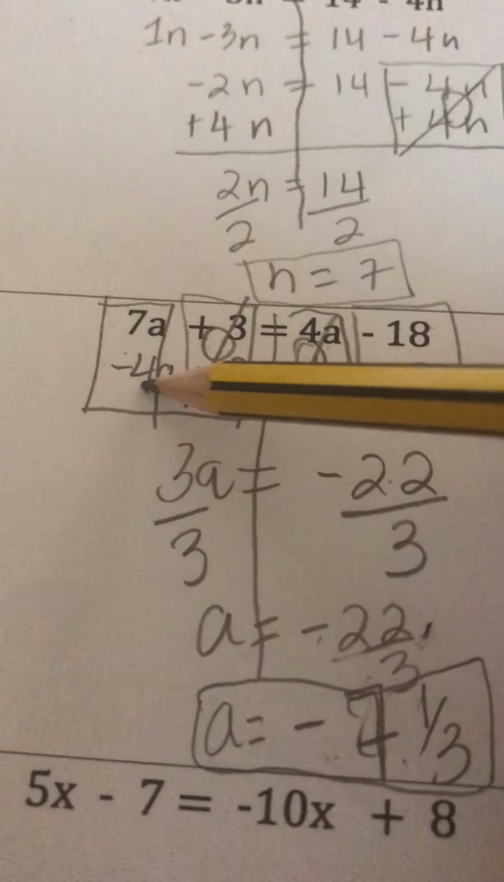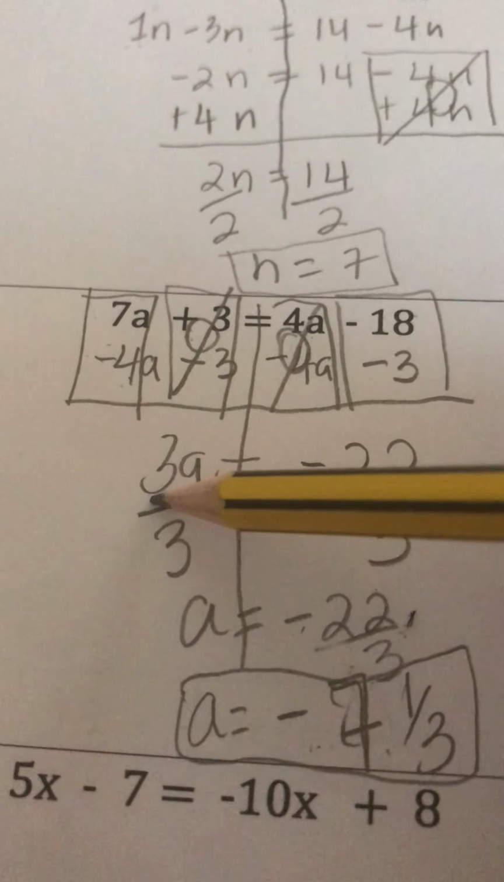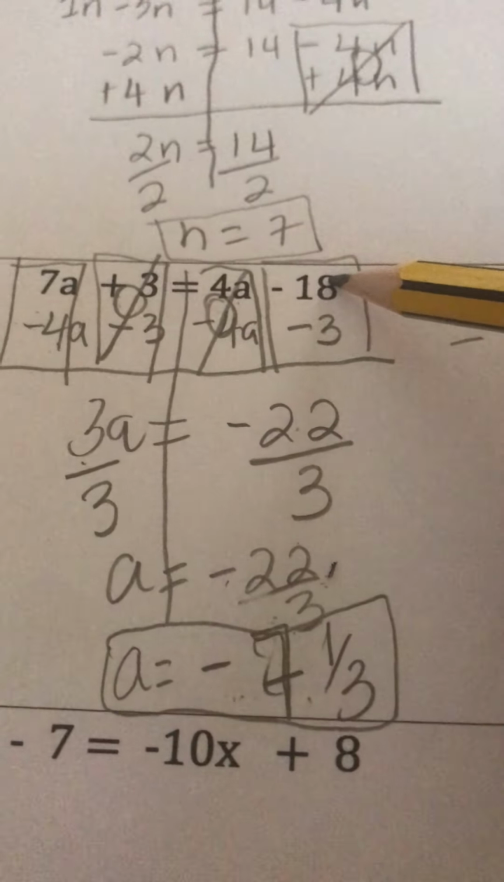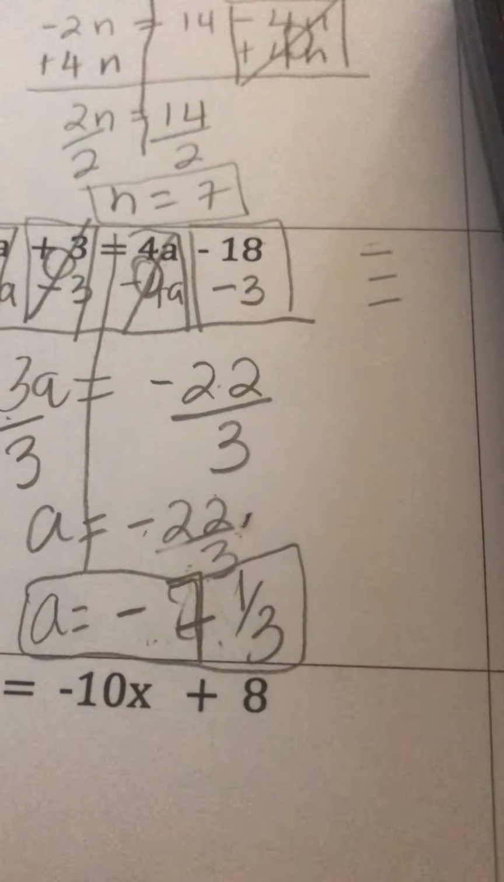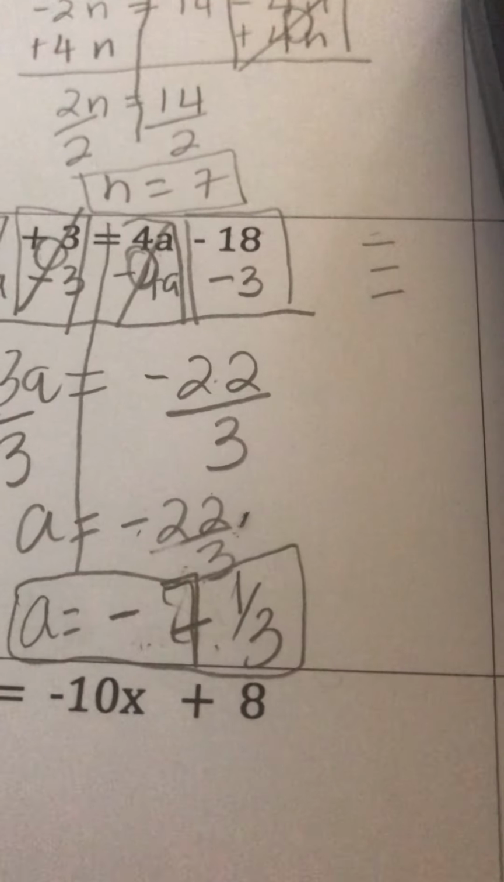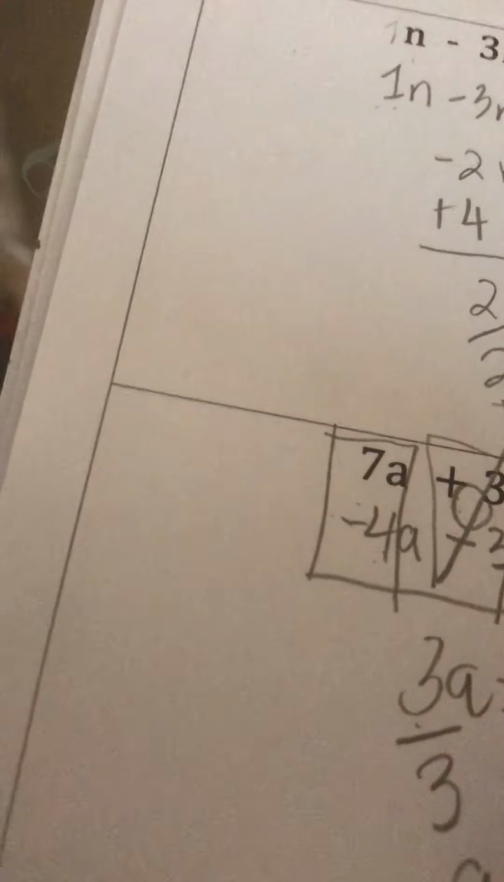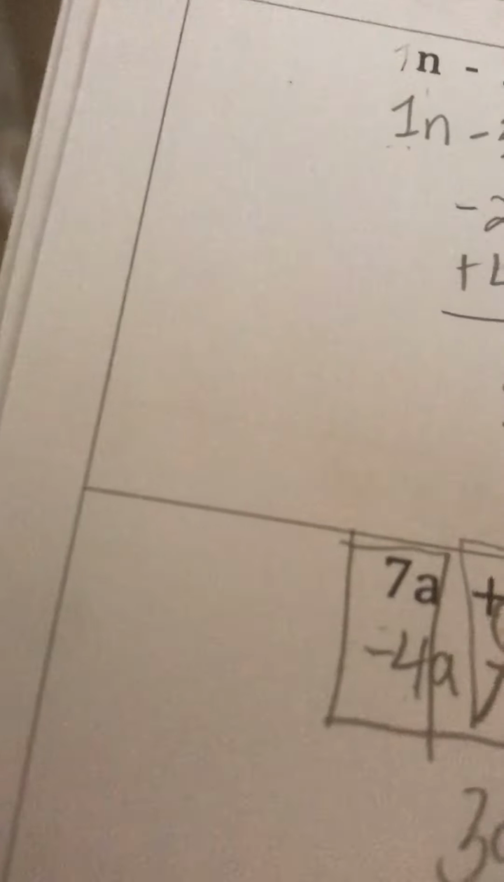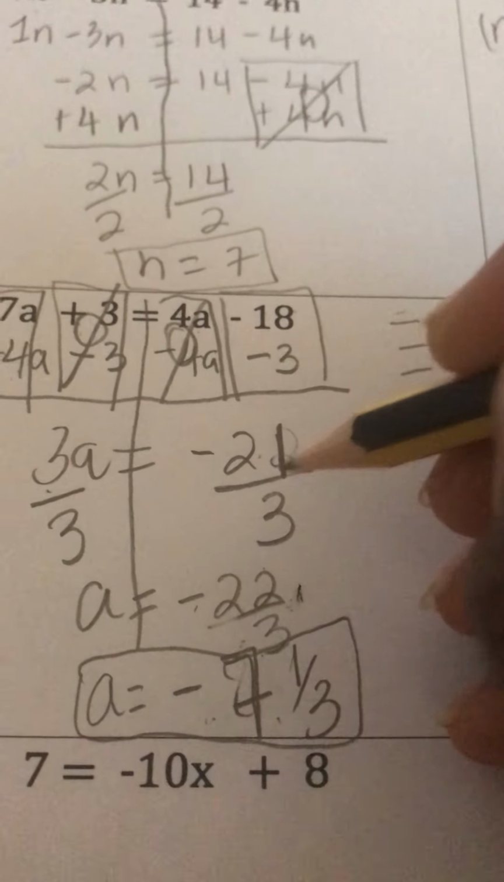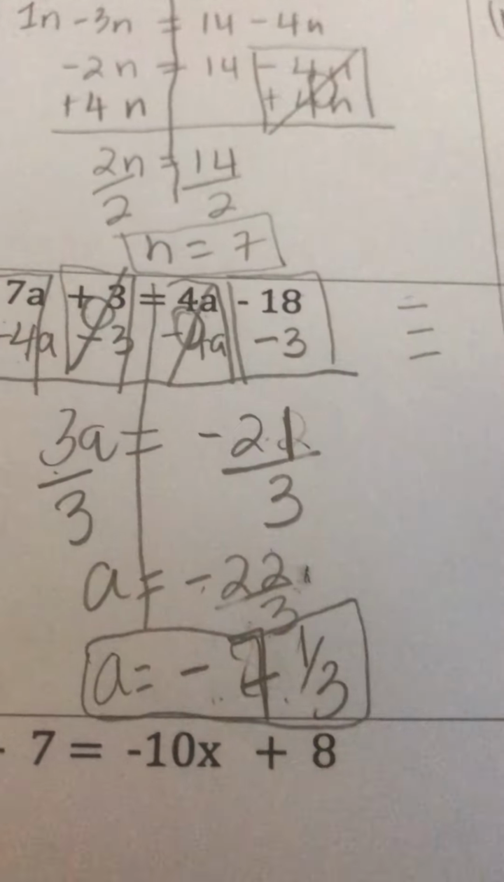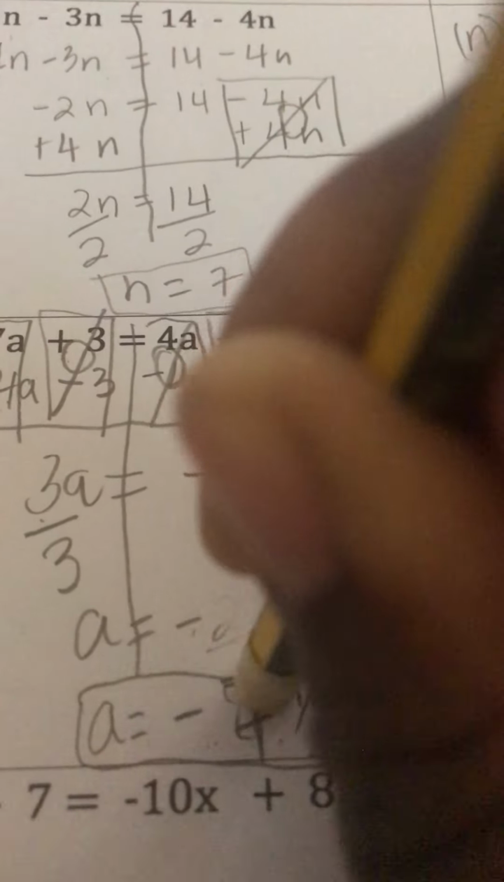7 minus 4 is 3. Negative 18 minus 3, that should be negative 22. Negative 18 minus 3. Oh, sorry. See? Negative 21. I am sorry. This should be negative 21. Okay, so negative 21 divided by 3, that's 7. And that's exactly what should happen.